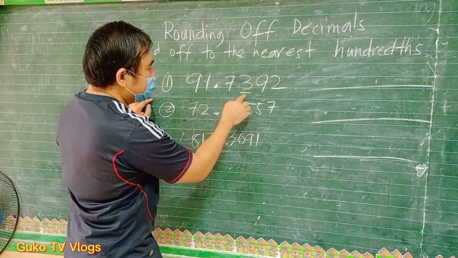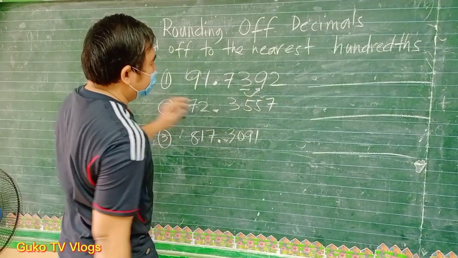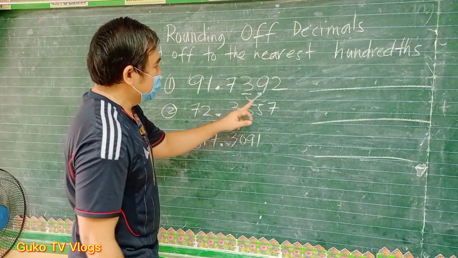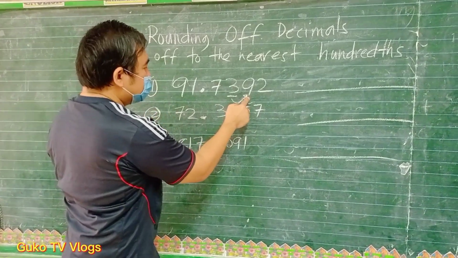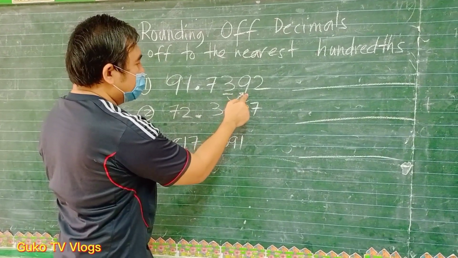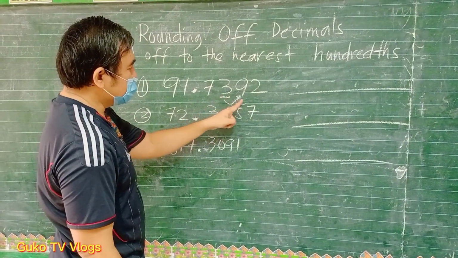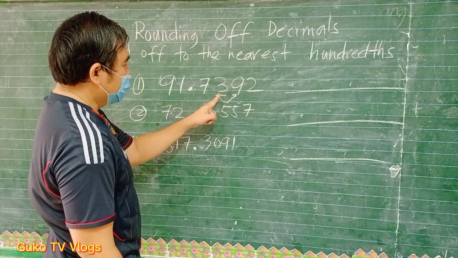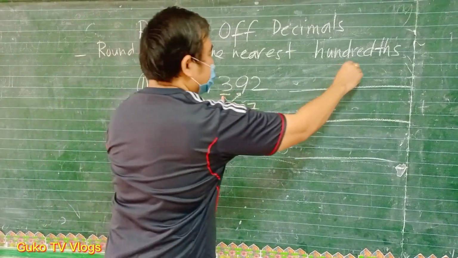So again, the rule: see the number on the right of the hundredths place. The number on the right side is 9. The rule is if the number on the right side is more than 4, we'll add 1 here. So 9 is more than 4, so we'll add 1 to the number 3. So 3 plus 1 will become 4.